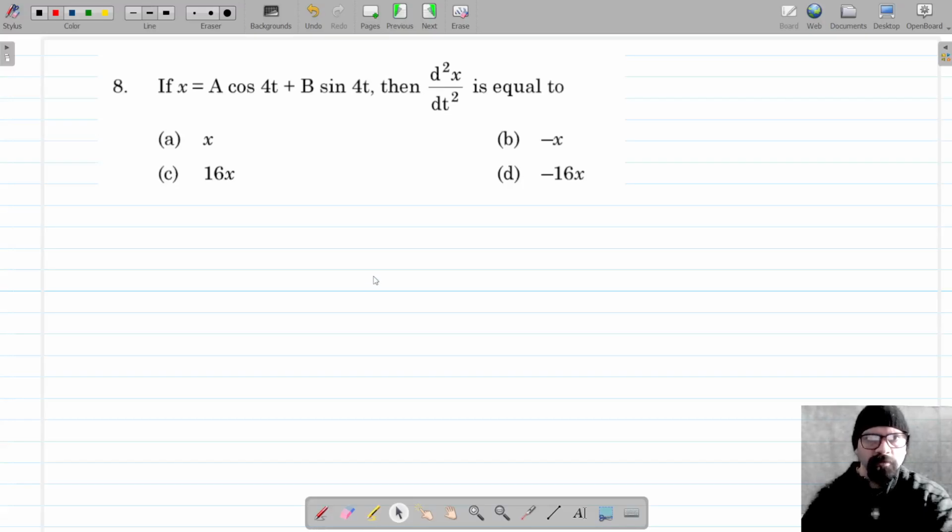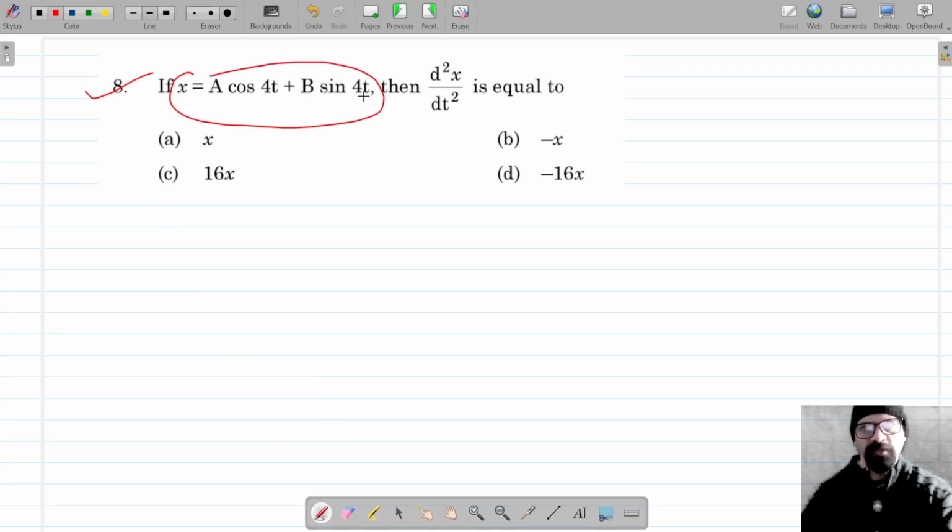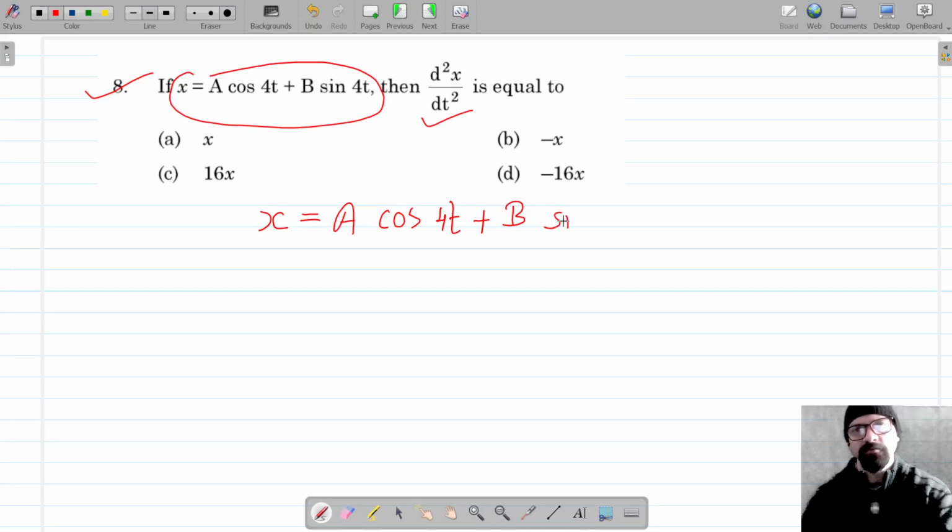Okay, for question number 8, it's given that x is equal to a cos 4t plus b sin 4t. Then we have to find the second order derivative with respect to t. So let's write down our function. Our function is x is equal to a into cos of 4t plus b into sine of 4t.